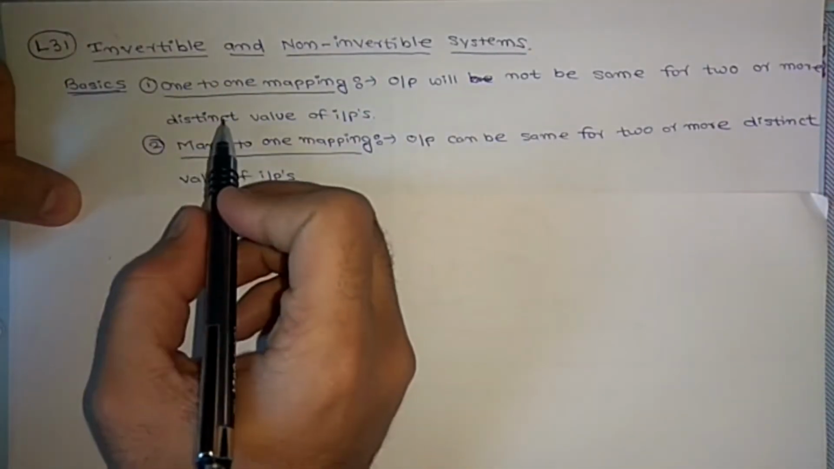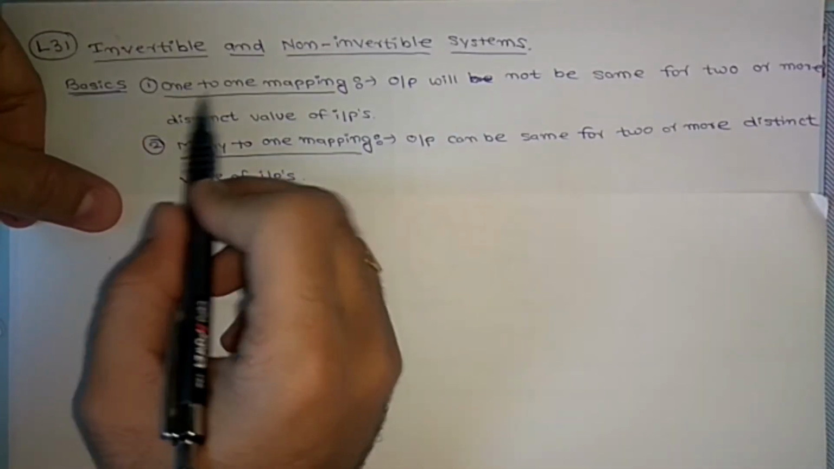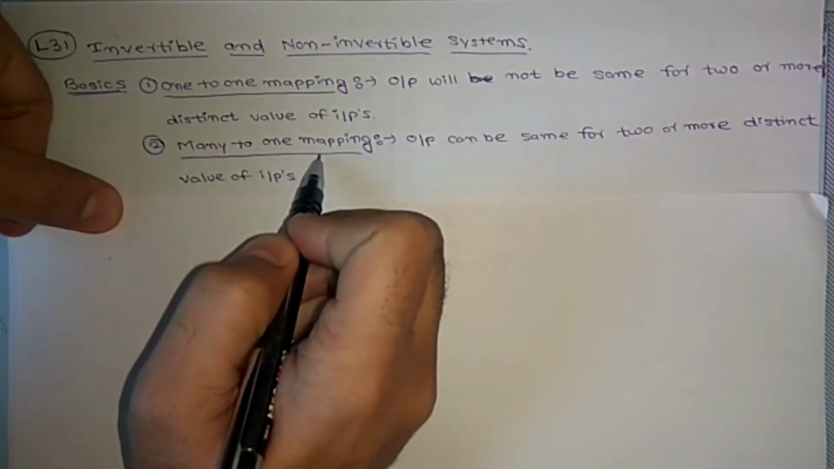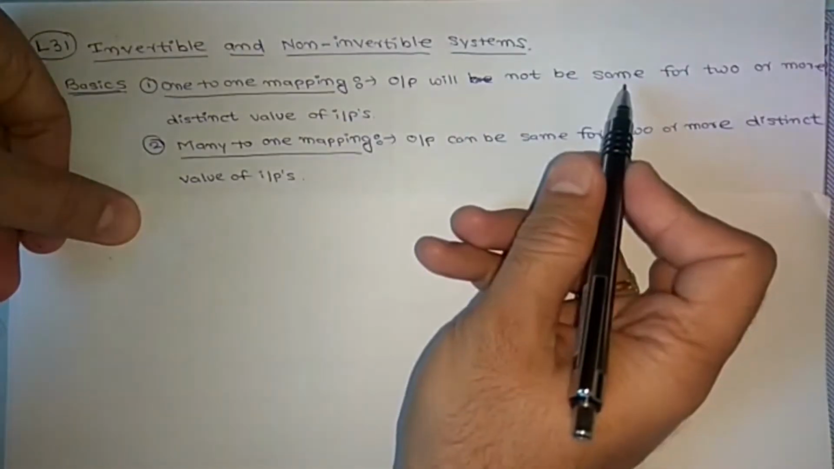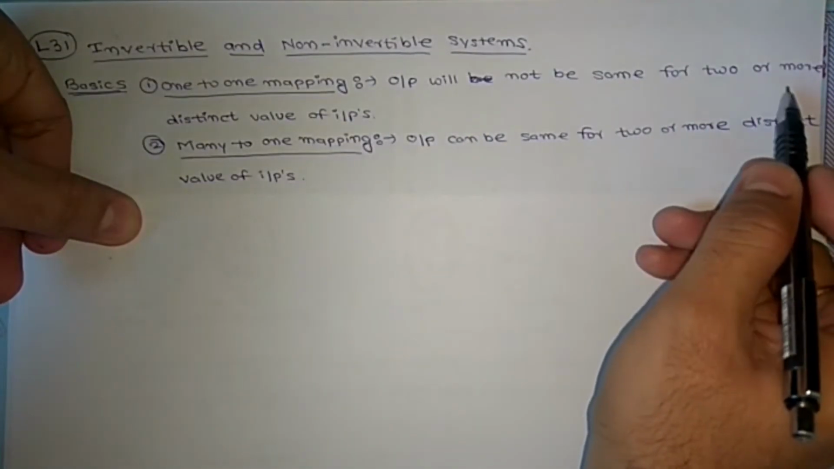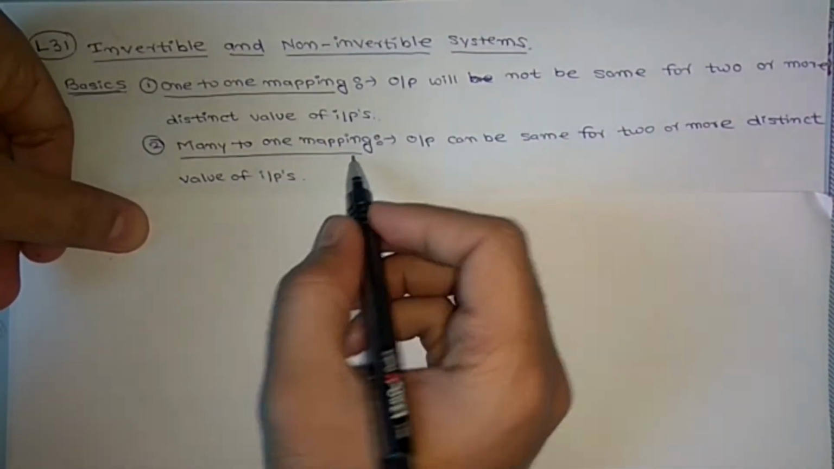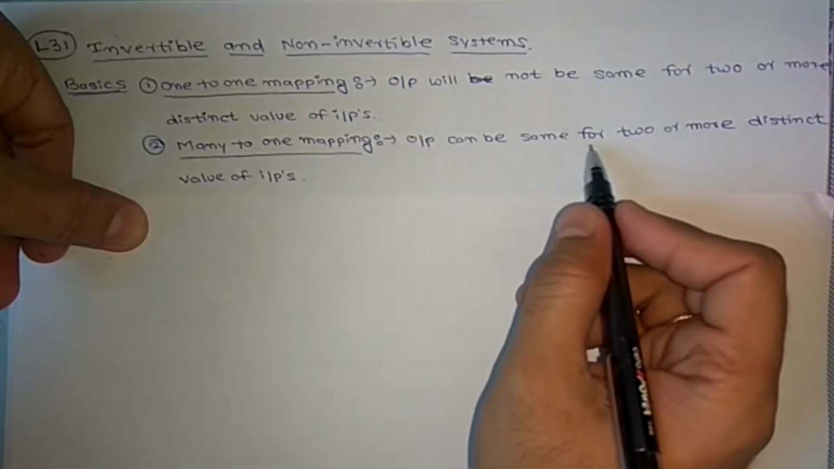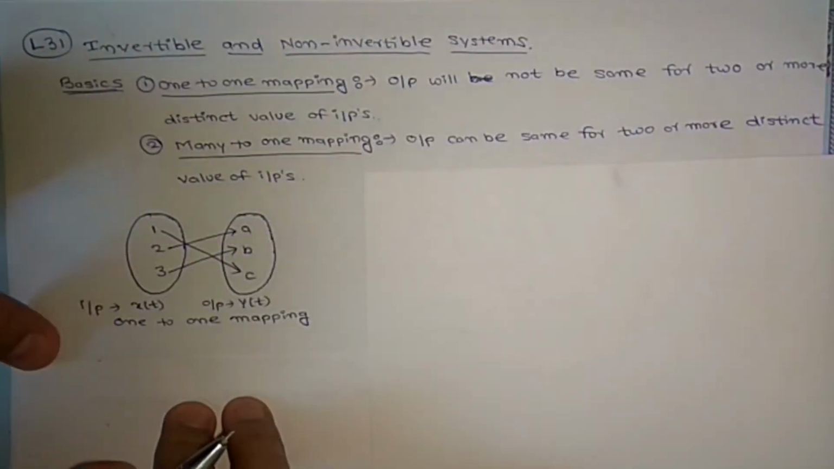Before going to this topic, we require some basics. Here two basics we require: one-to-one mapping and many-to-one mapping. One-to-one mapping means the output will not be the same for two or more distinct values of input. In many-to-one mapping, the output can be the same for two or more distinct values of input. Let us see with an example.